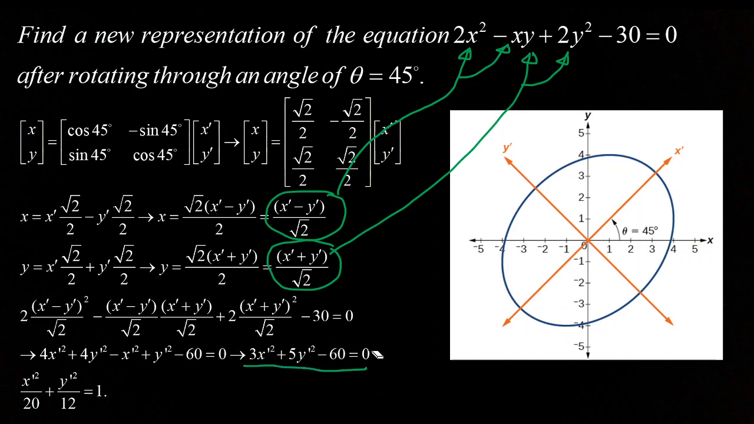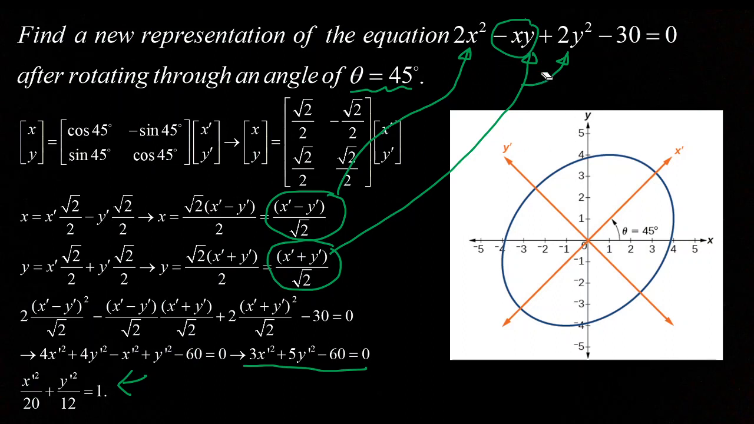And if you move the 60 to the other side, you can divide everything by 60 to get in this form, which is our familiar form for an ellipse. Now notice here, with the existence of this xy, there was no way you could convert that to this form. But by this trick, which is rotation of 45 degrees, that is gone, right?